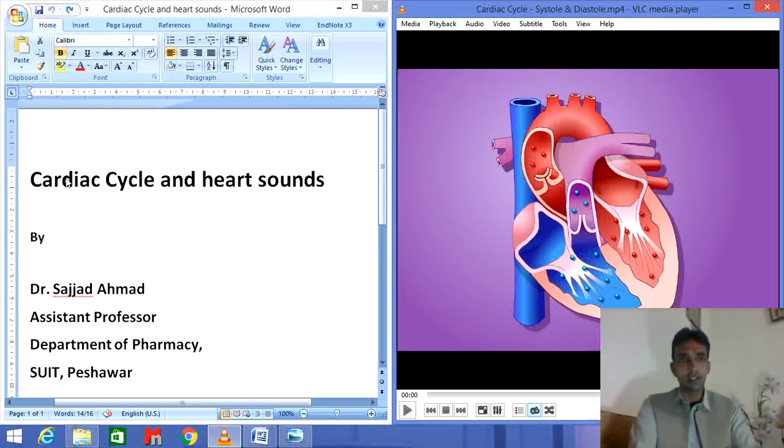First of all, cardiac cycle. What is cardiac cycle? Cardiac cycle is the series of sequential coordinated events which take place inside the heart during systole and diastole, during contraction and relaxation of heart. That is called cardiac cycle.